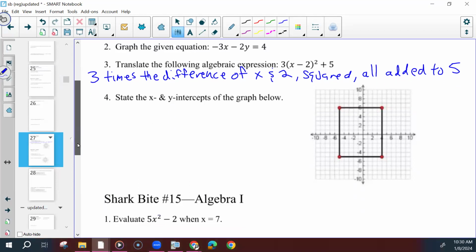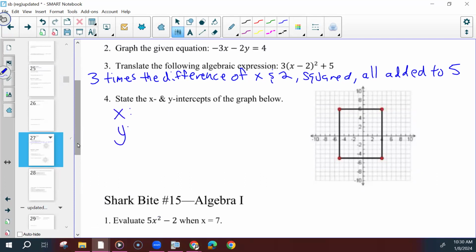Okay. Number 4, there were 2 x-intercepts and 2 y-intercepts. For the x-intercepts, -5 and +4. So write them as ordered pairs: (-5, 0) and (4, 0). And then for the y-intercepts, again 2 of them, at 6 and -5. So (0, -5) and (0, 6). Questions on either of those? Right. And then number 5.